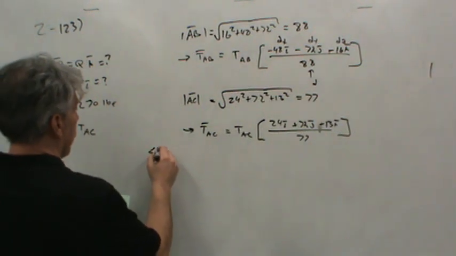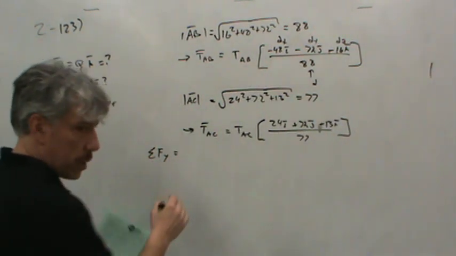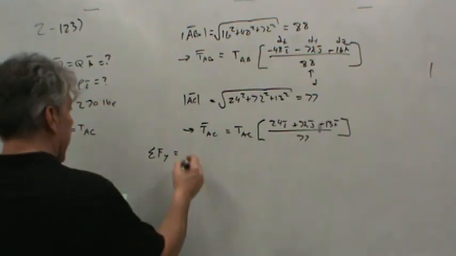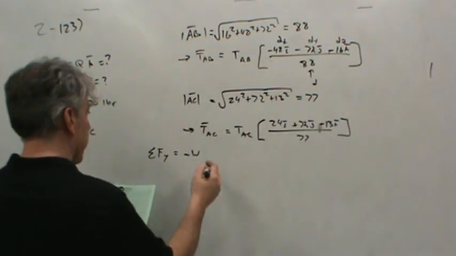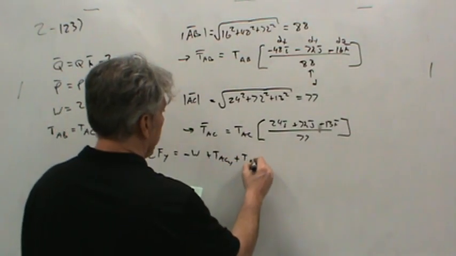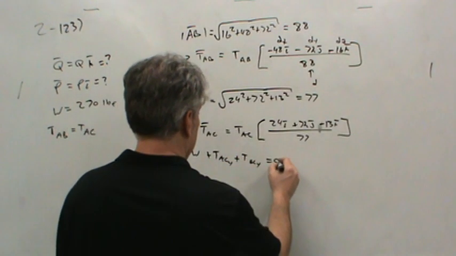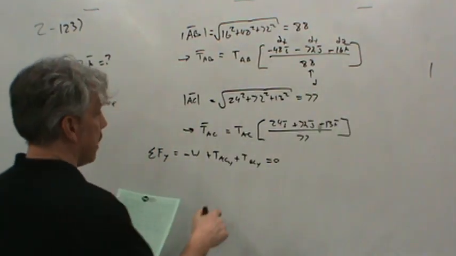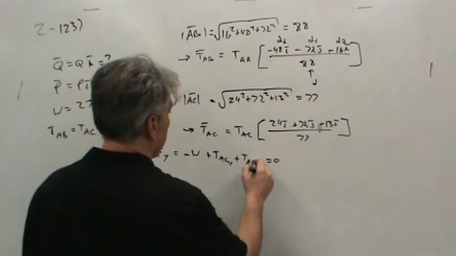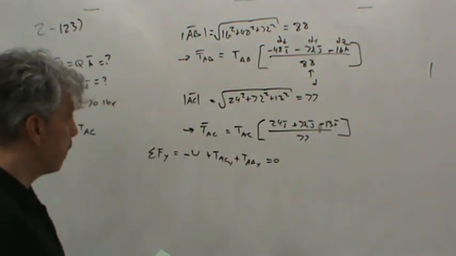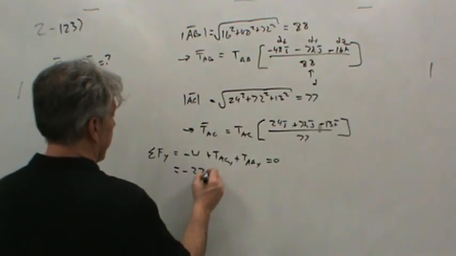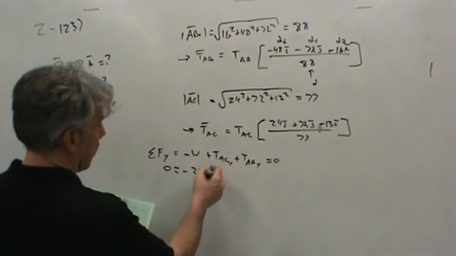So if we sum forces in the Y direction, is that the Y direction? Yes, in the Y direction, we'll have negative weight, the weight of the bucket pulling down, plus TAC in the Y direction, plus TAB in the Y direction, and this has to sum to 0. Not BC, pardon me. It's AC and AB. There we go. Well, the weight is negative 270 pounds. This has to come up to 0.